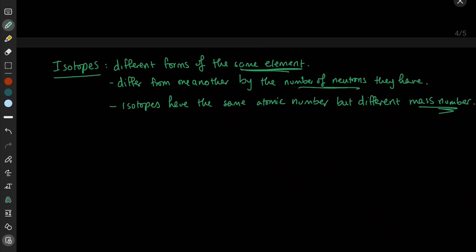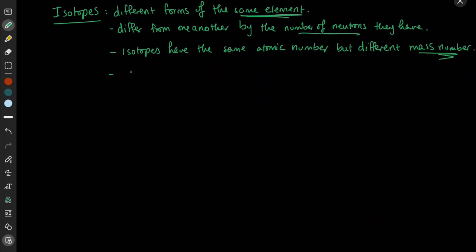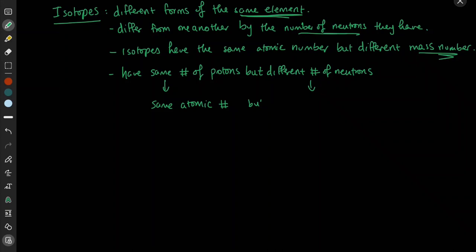So let's summarize that real quick. Isotopes have the same number of protons but different number of neutrons, which means that they have the same atomic number but different mass number. That's the key right here with respect to isotopes: they have the same atomic number but different mass number.